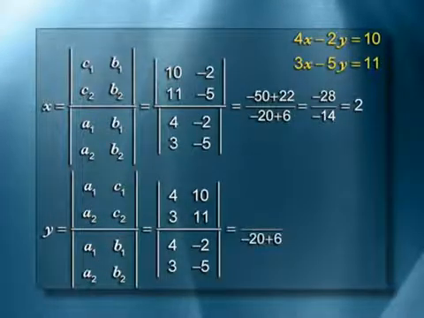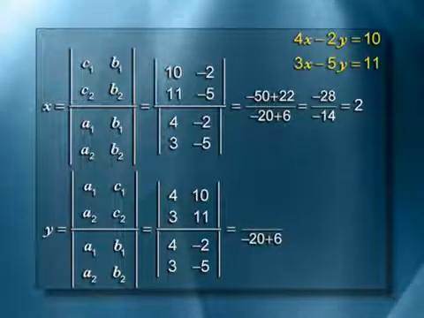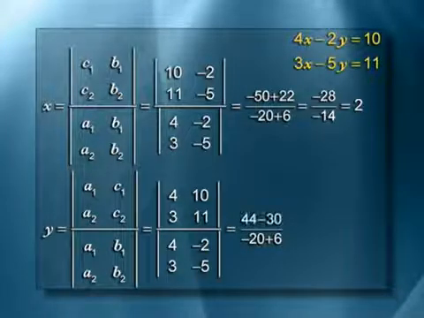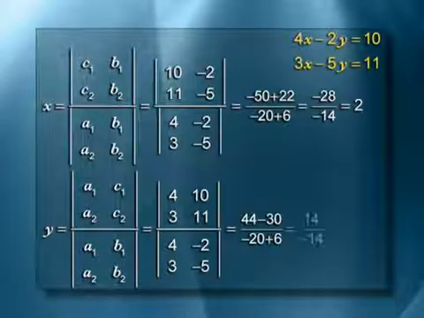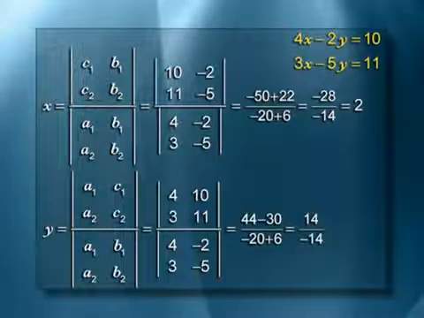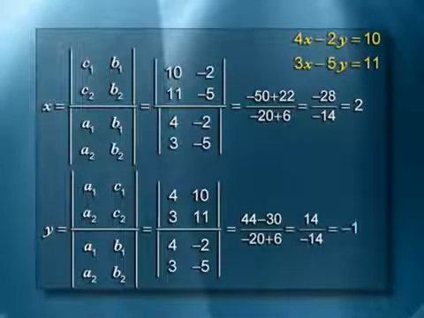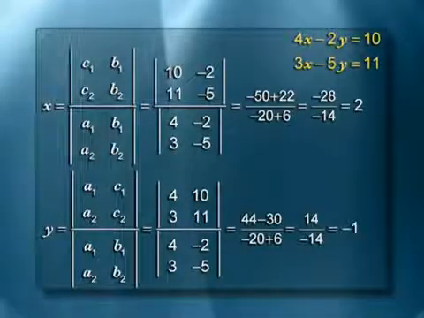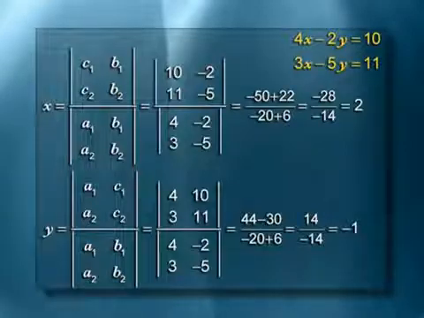Well, the bottom one's the same as before, minus 20 plus 6, or minus 14. The top one is 44 minus 30, or 14, and that answer is minus 1. So our final answer is 2, minus 1. What do you think? You like the method?